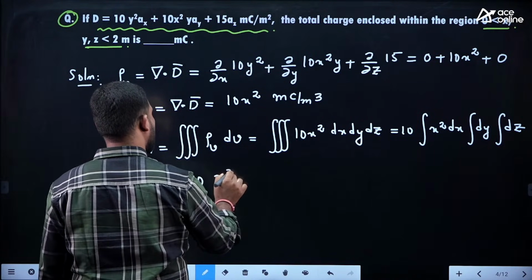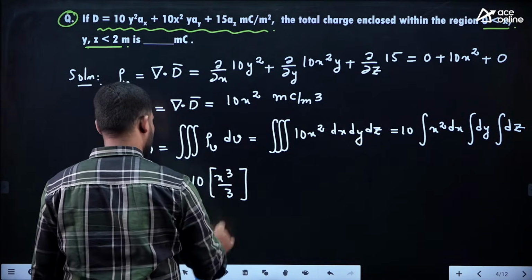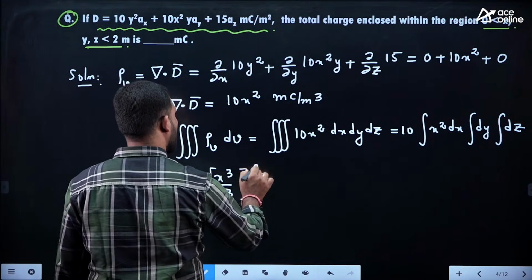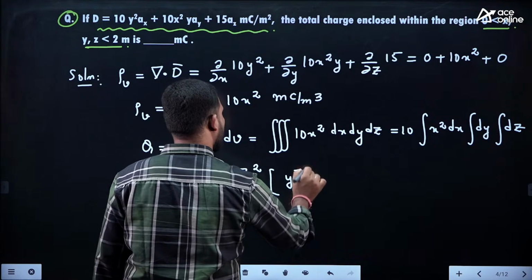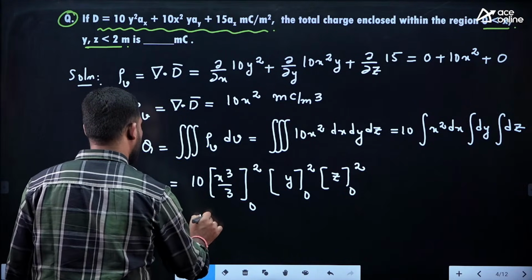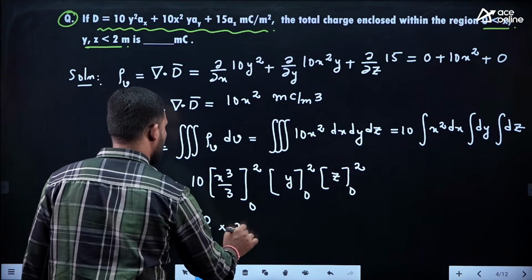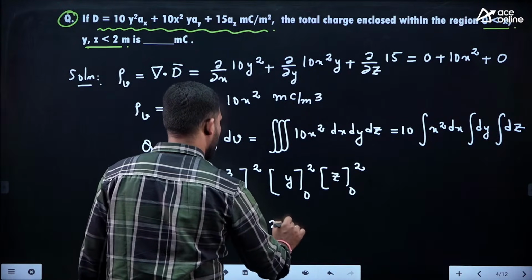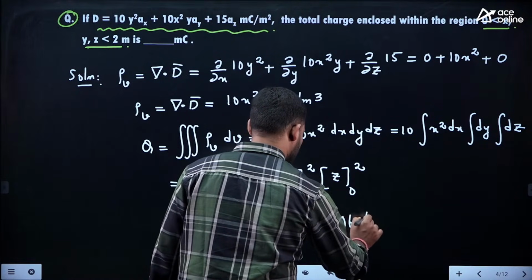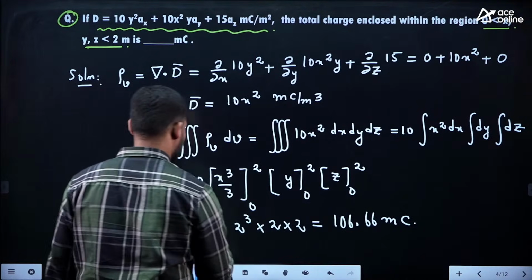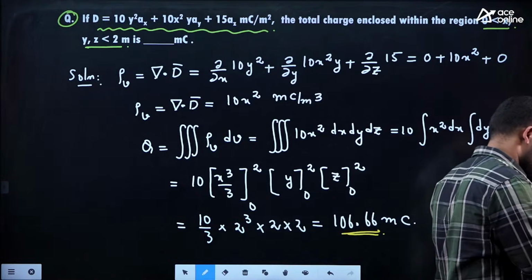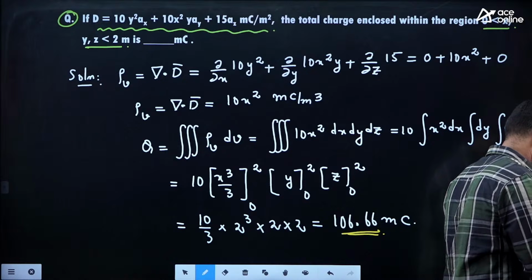So it is 10 x cube by 3. X limits are from 0 to 2. It is y, limits are from 0 to 2. This is z, limits are from 0 to 2. Substitute upper limit minus lower limit. It is 10 by 3 into 8 into 2 into 2. So you can check out this value. This value is 106.66 millicoulombs. Everything is in terms of milli. Am I correct, guys? So it is the millicoulombs.